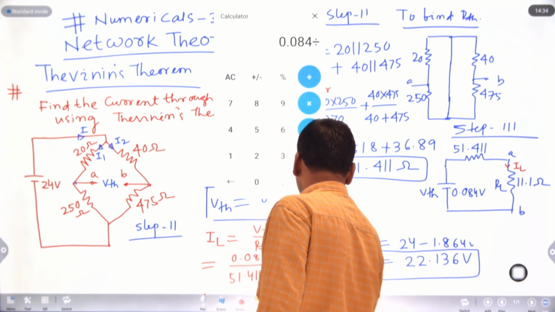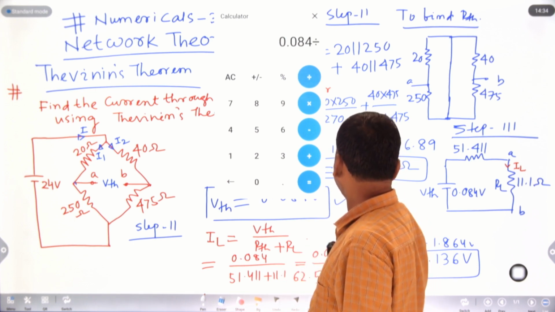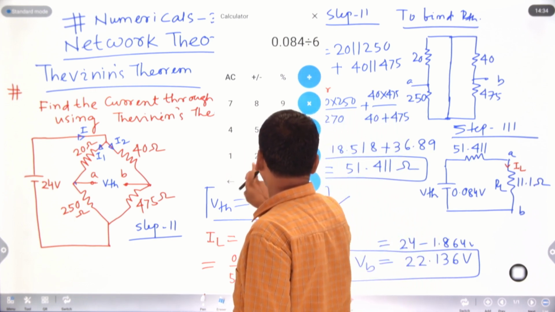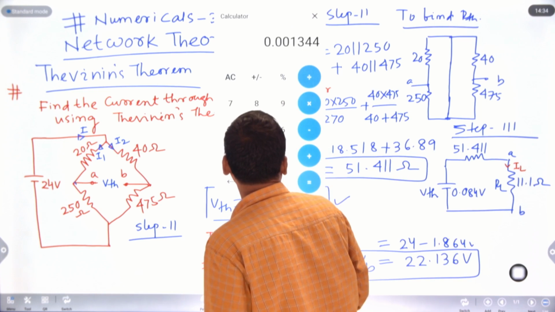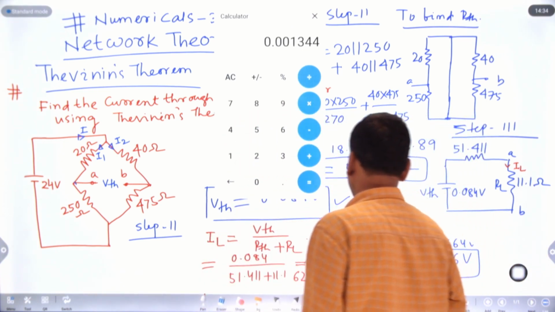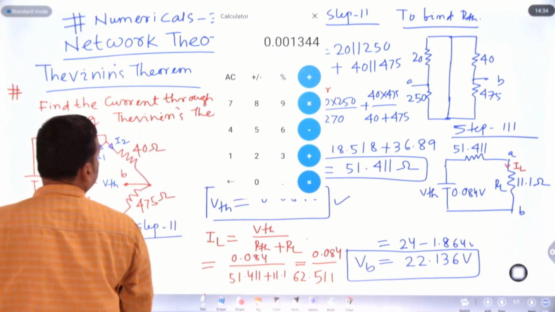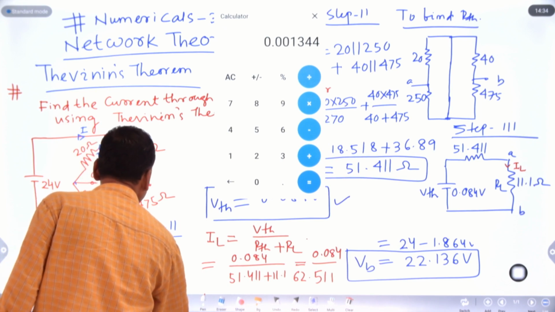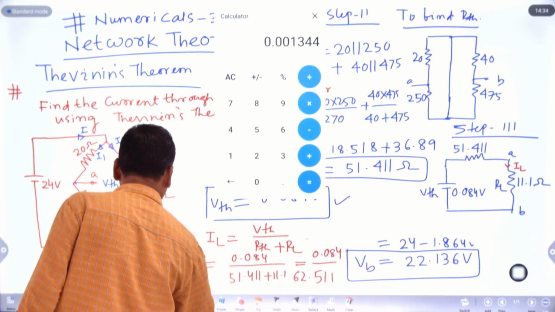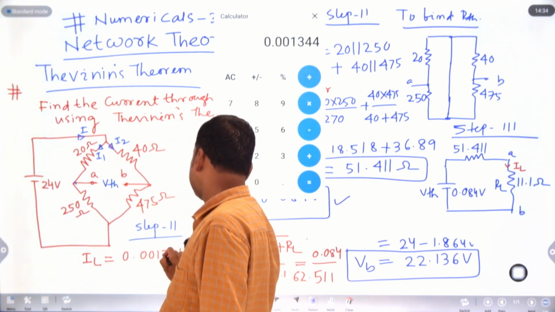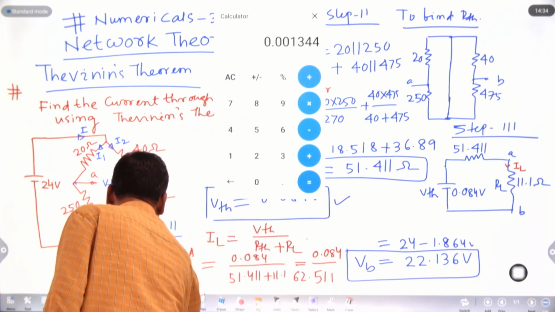So this is 0.084 divided by 62.511, and the value becomes 0.001344. So IL, the current through the galvanometer, is equal to 0.001344 ampere. I can say that this is 1.344 microampere.